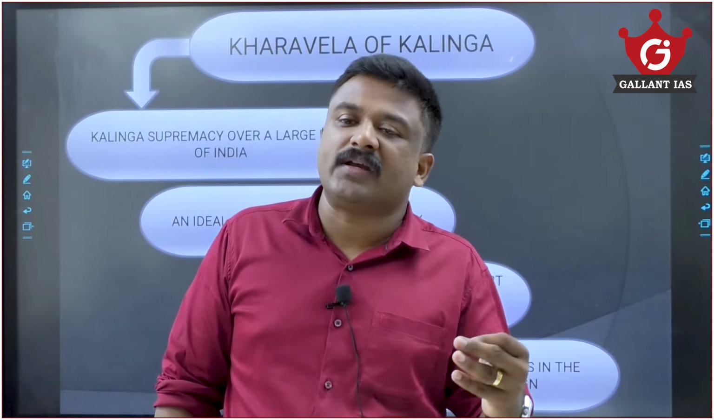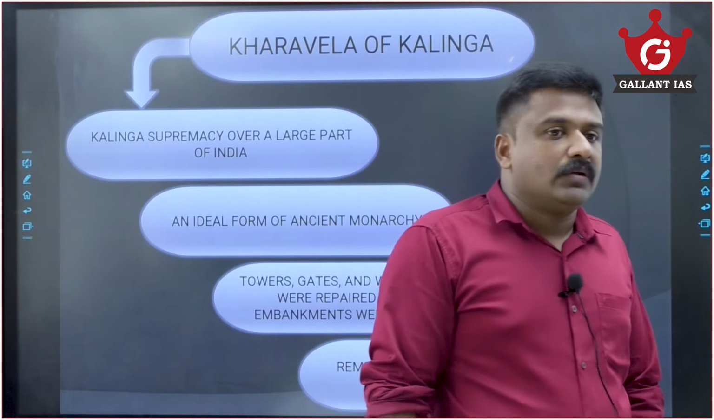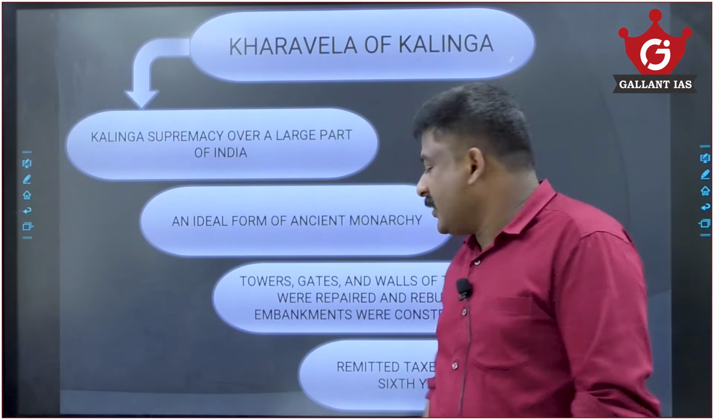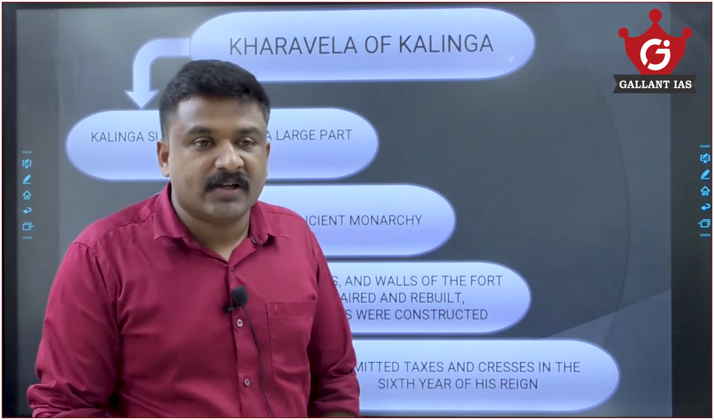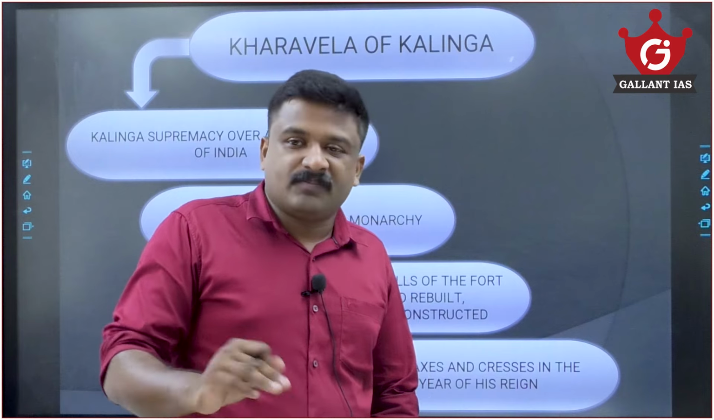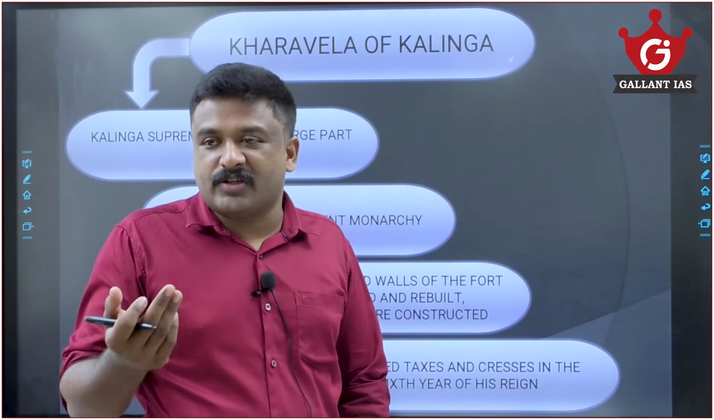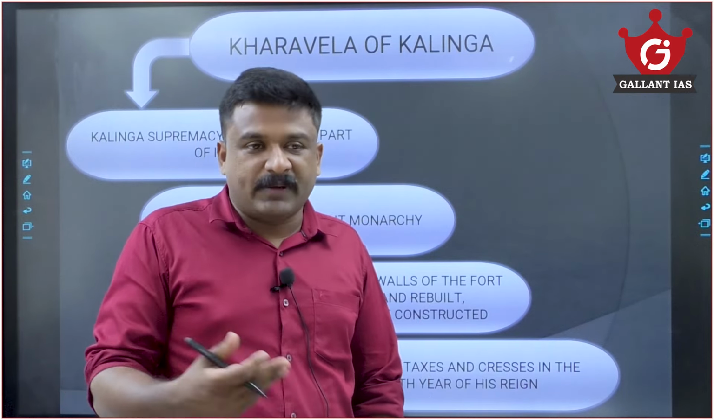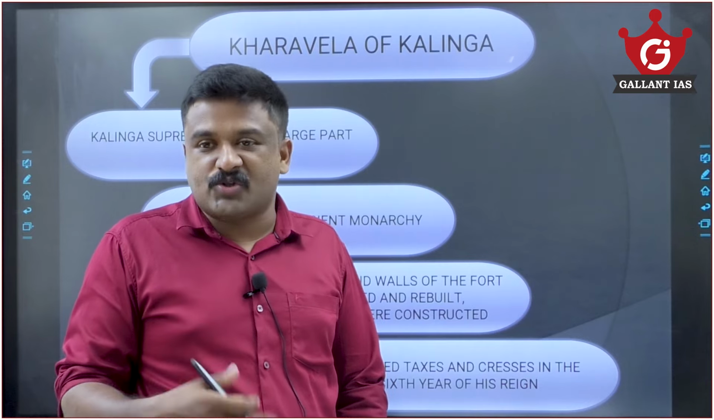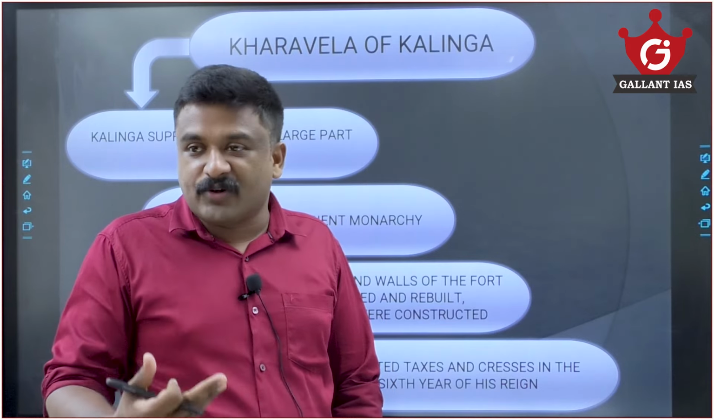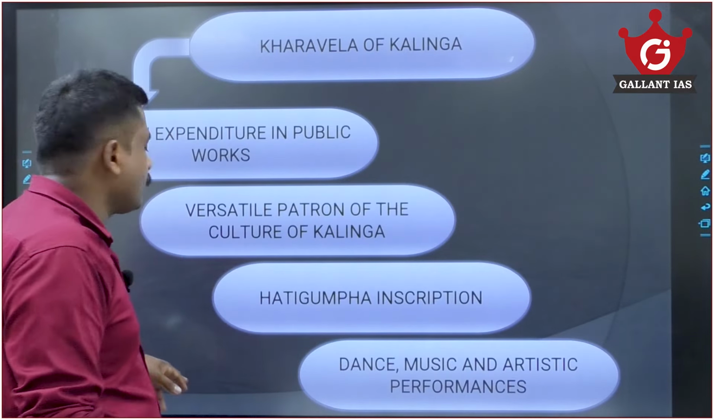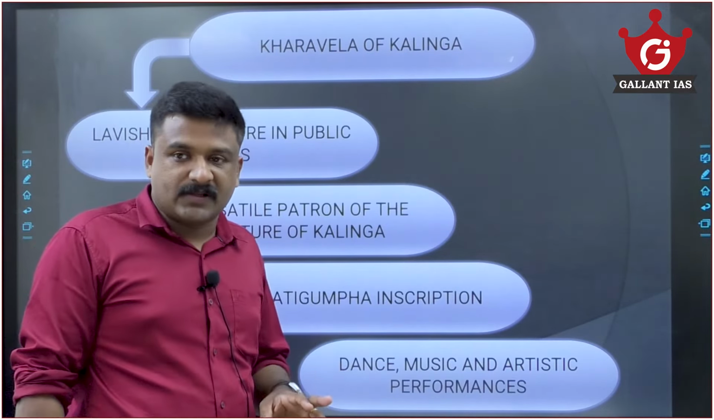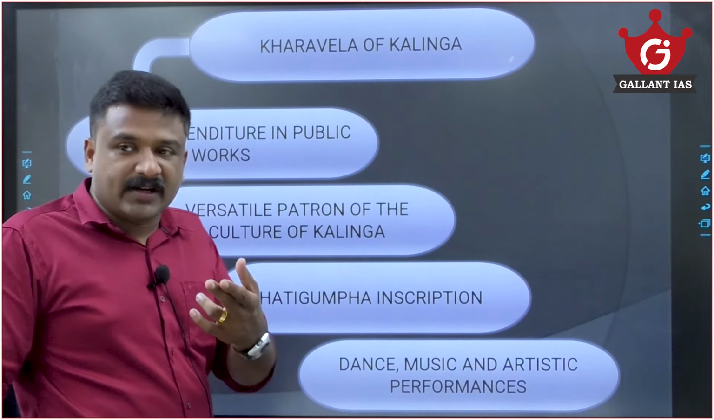Taxes and cesses being remitted. Okay, so this is a testimonial. In the 6th year of his reign, the taxes and the cesses were excused, or remitted. That is, the material prosperity of the state and the personality of the ruler are reflected. That is a spelling error, it says.